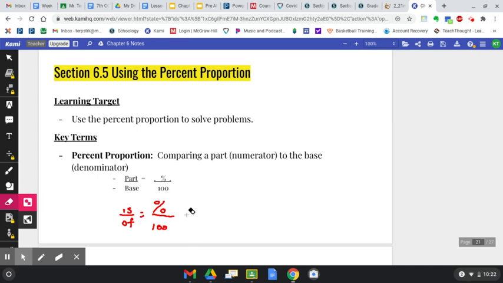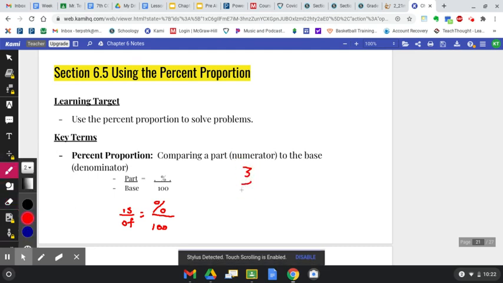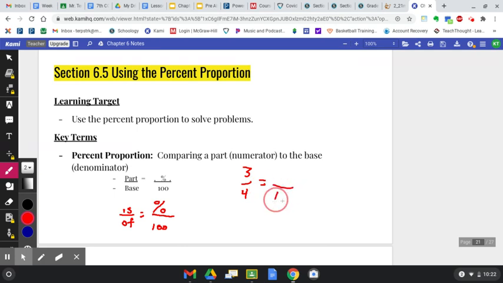So, for example, we should know that if I have 3 out of 4, what percent of that out of 100? We should know that that's 75% out of 100. If I type it in my calculator, this is 0.75. And remember, the other way to check that something's proportional is to do our cross products. 3 times 100 is 300. 4 times 75 is also 300. So these are proportionate.